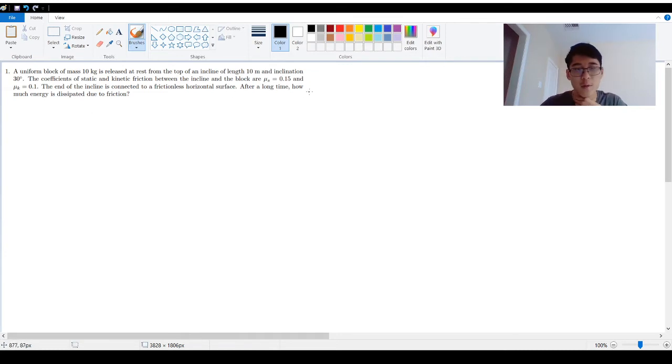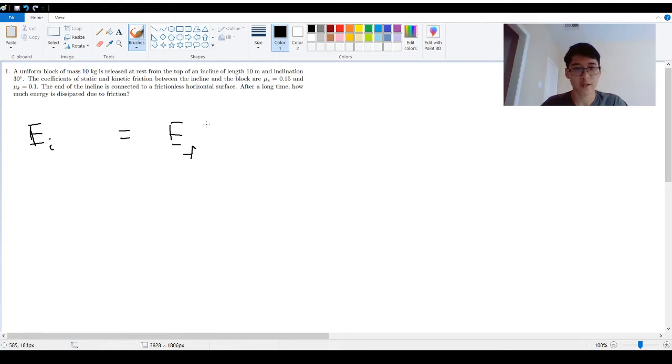So let's first think about what this question is asking for and what it really means. The block initially starts with some energy, probably gravitational potential energy when it's raised. And energy is conserved, so whatever energy initial it has, it also has to go into energy final. However, energy is being dissipated due to friction. Does this mean that energy is not conserved? No, because this means that energy is just going into the work done by friction.